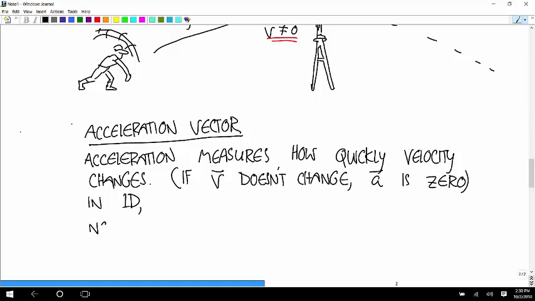In 1D, any non-zero acceleration meant that the object was changing speeds. So the only thing that acceleration can do in 1D is make an object speed up or slow down.